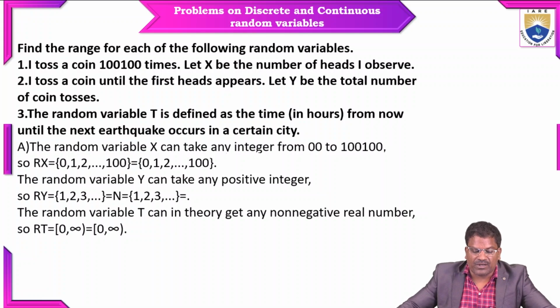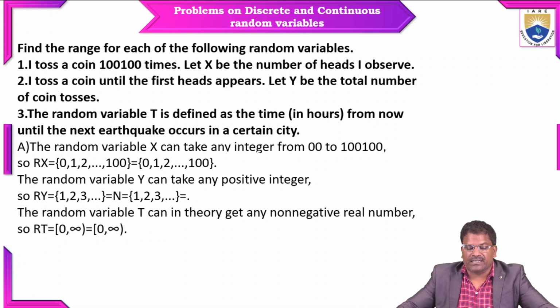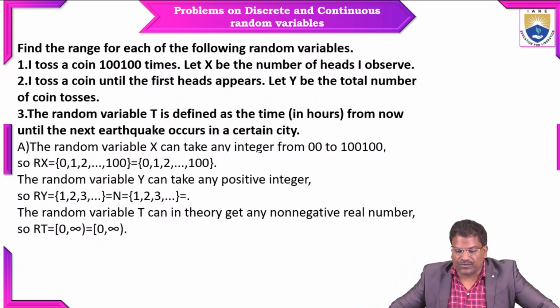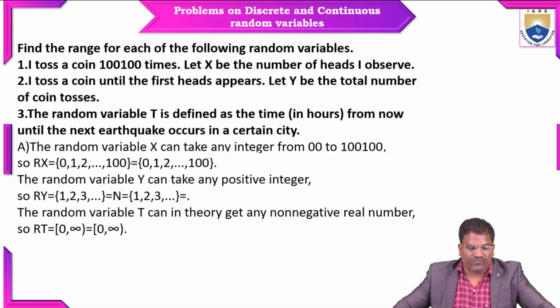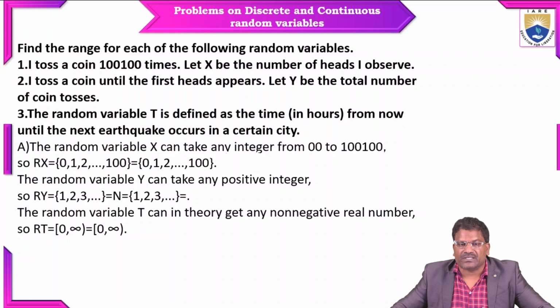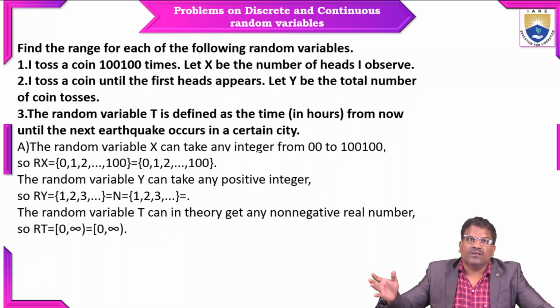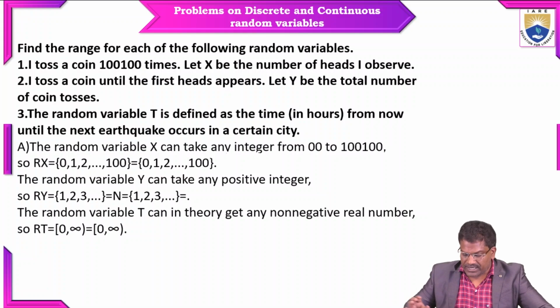So the random variable y can take any positive integer. Then the range of y is equal to the set 1, 2, 3, etc. So it is nothing but the natural number set, N equal to the set 1, 2, 3. The random variable t can in theory take any non-negative real number. So the range of t, this is the answer for the third question, is the closed interval 0 to open interval infinity. So it is from closed 0 to open infinity.